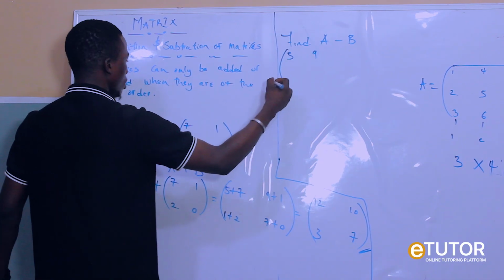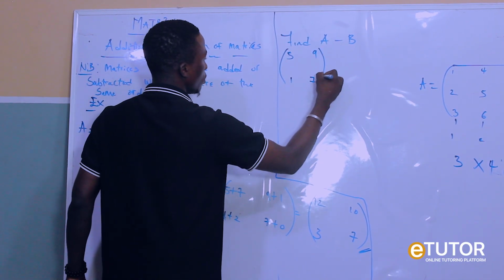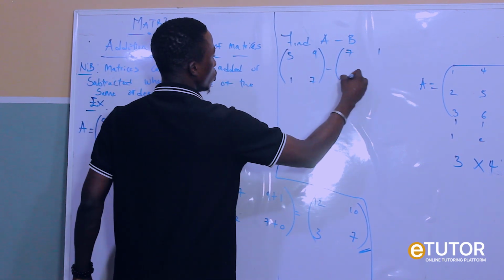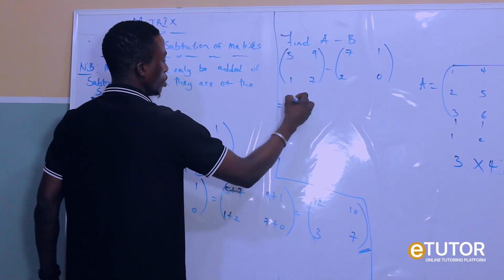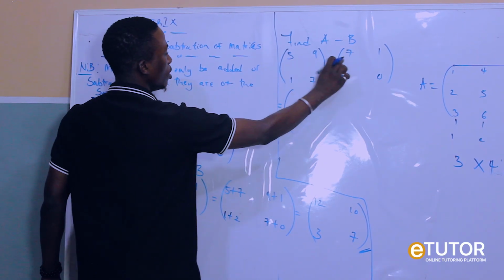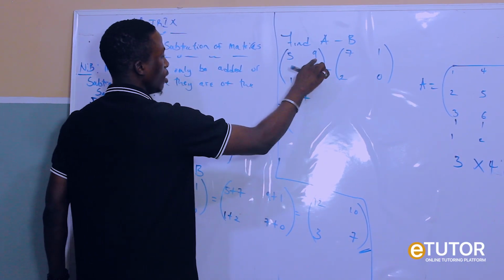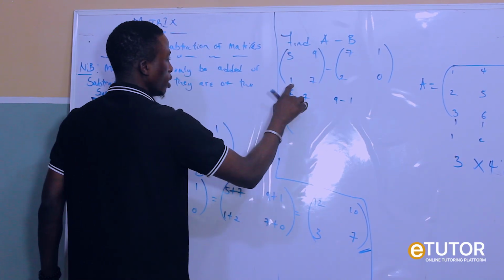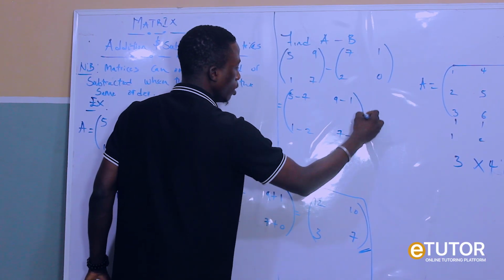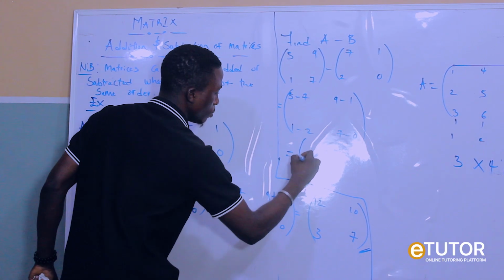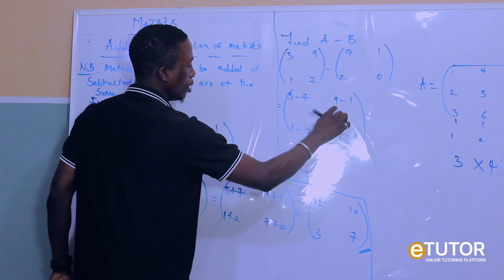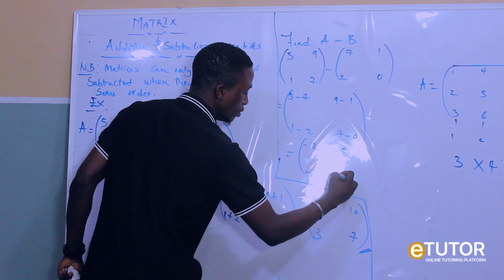So we'll have 5, 9, 1, 7, minus 7, 1, 2, and 0. Remember, add or subtract the corresponding elements. Here we'll have 5 minus 7, here 9 minus 1, here 1 minus 2, while here we'll have 7 minus 0. So this will give us 5 minus 7 gives negative 2, 1 minus 2 gives negative 1, 9 minus 1 gives 8, 7 minus 0 gives 7.